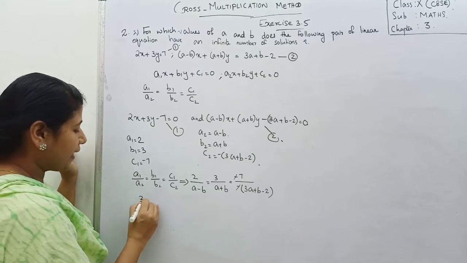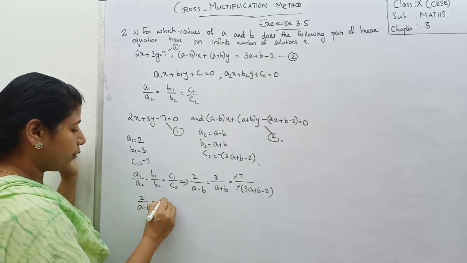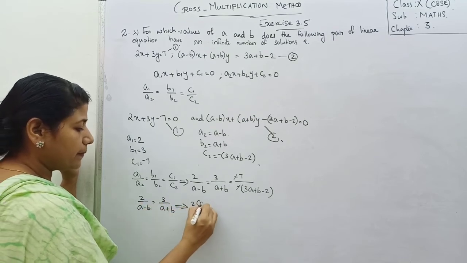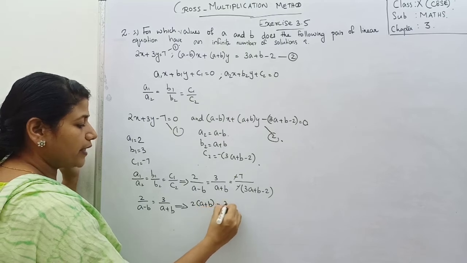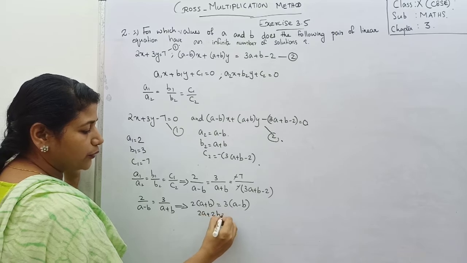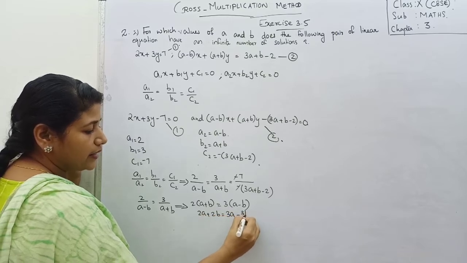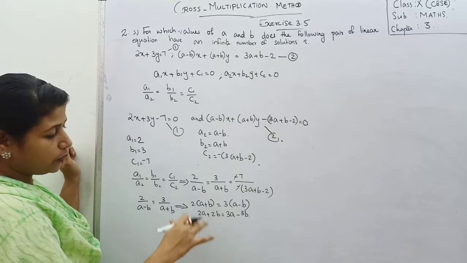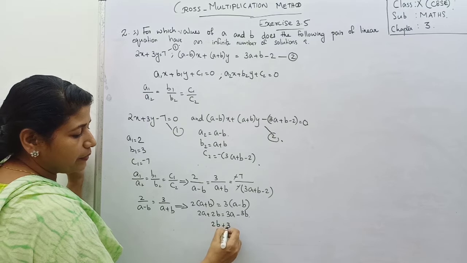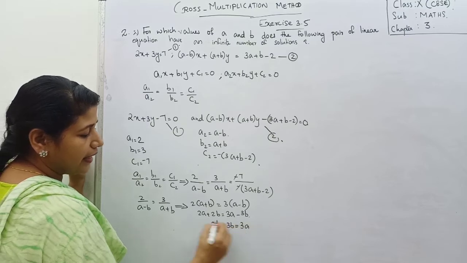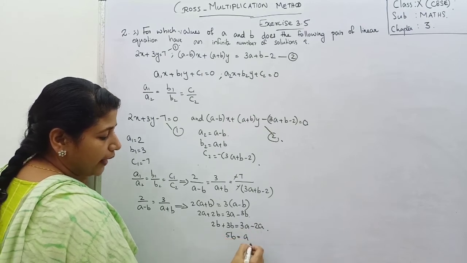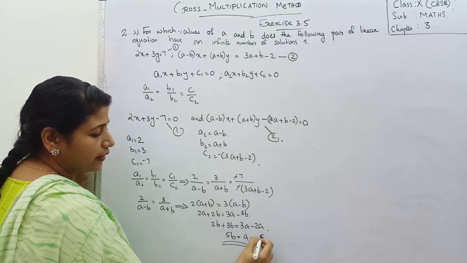Okay, so we can take 2 by a minus b equal to 3 by a plus b. Just cross multiply: 2 into (a plus b) equal to 3 into (a minus b), or 2a plus 2b equal to 3a minus 3b. We can take the like terms to one side. So 2b, this minus 3b will become plus 3b when we take it to this side, this is 3a, and take this 2a to that side, you will get 5b equal to a. So a equal to 5b. This is your third equation.